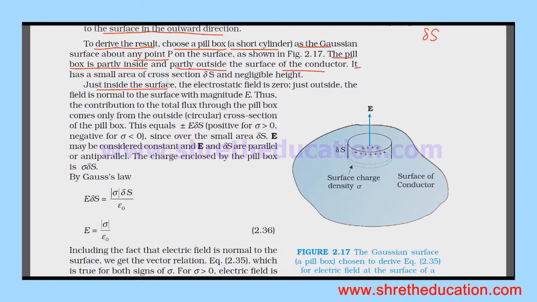Just inside the surface, the electrostatic field is 0. Just outside, the field is normal to the surface with magnitude E. Thus the contribution to the total flux through the pillbox comes only from the outside cross section of the pillbox. This equals E delta S, positive if sigma is positive and negative otherwise. Over the small area element delta S, the electric field E vector may be considered constant, and E vector and delta S are parallel or anti-parallel.